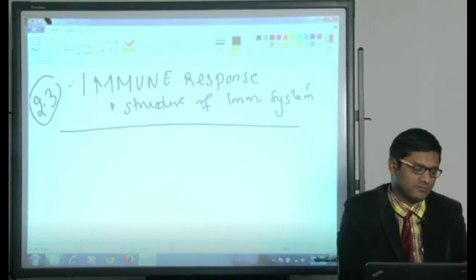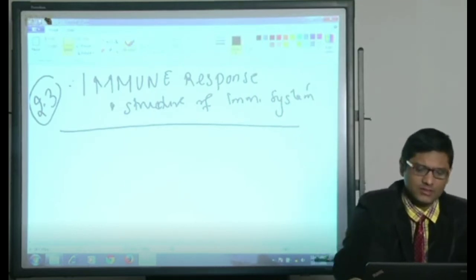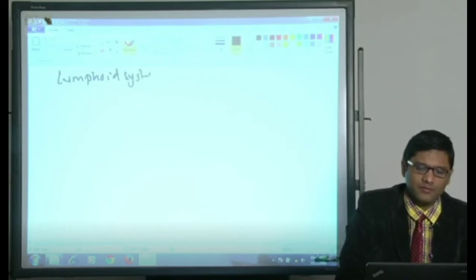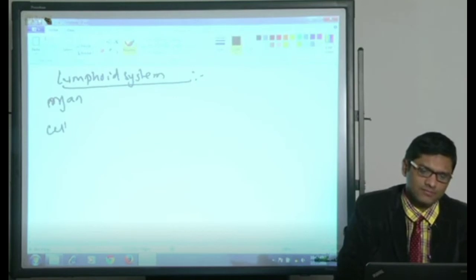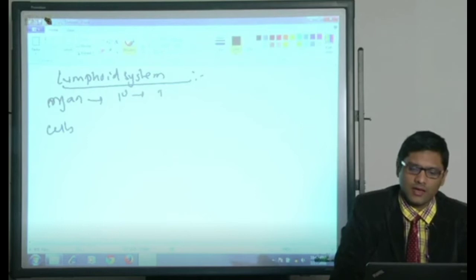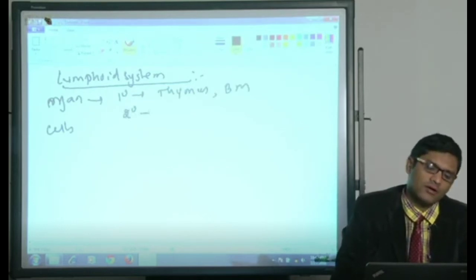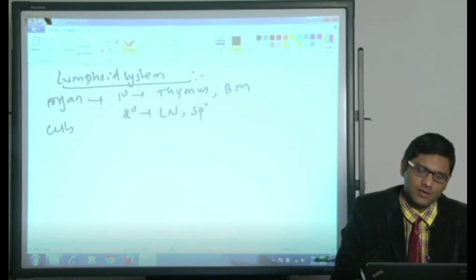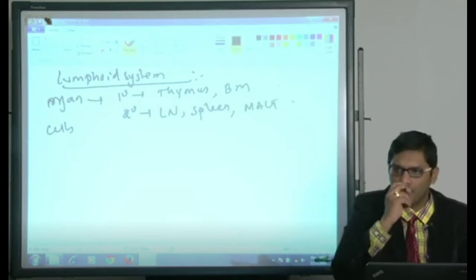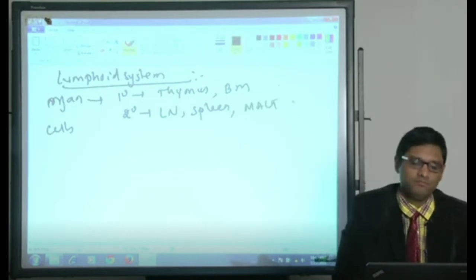Structure of the immune system as far as the lymphoid organs are concerned. The lymphoid system can be classified into lymphoid organs and lymphoid cells. Lymphoid organs could be primary lymphoid organs like the thymus and bone marrow, or secondary lymphoid organs like lymph node, spleen and MALT. MALT is mucosa associated lymphoid tissue.